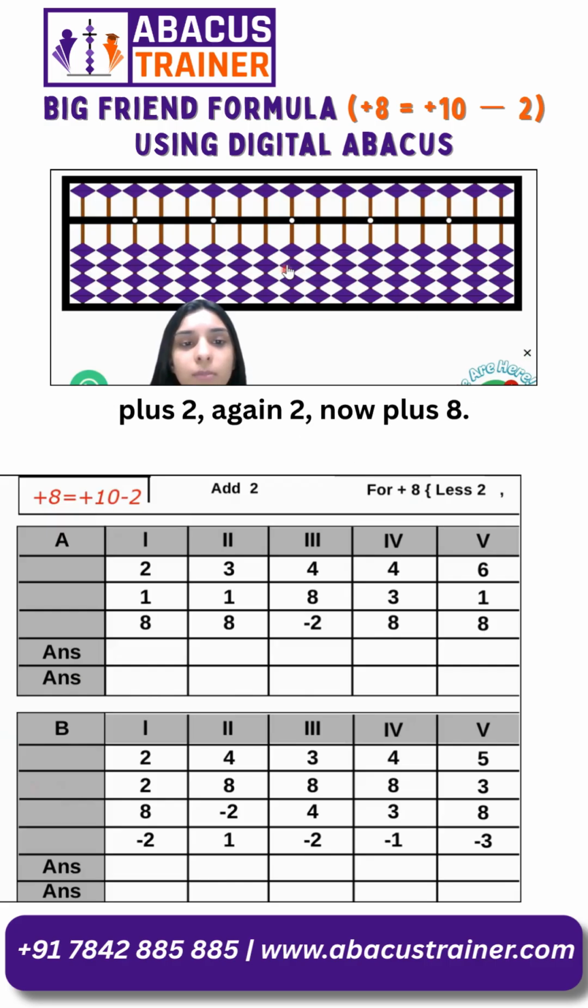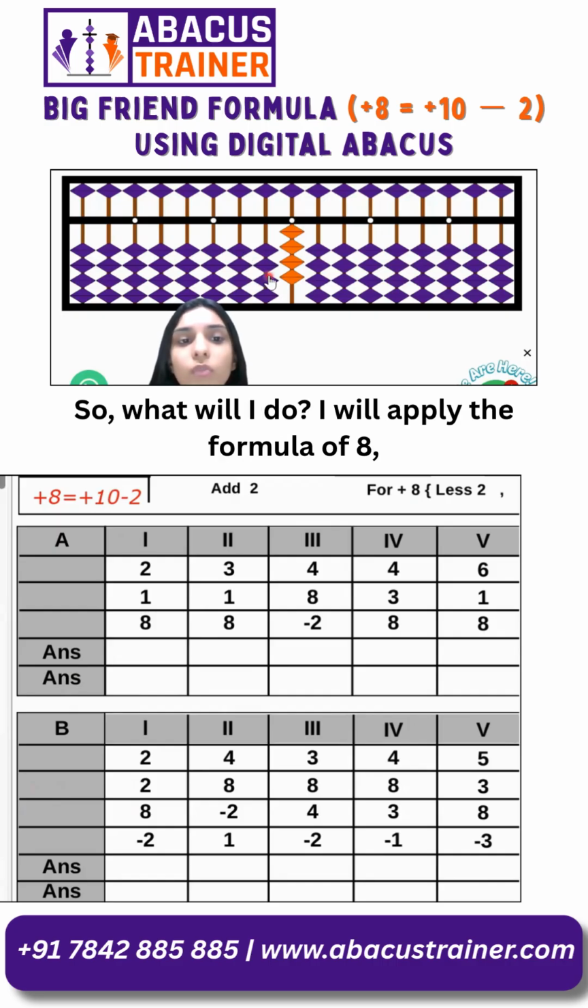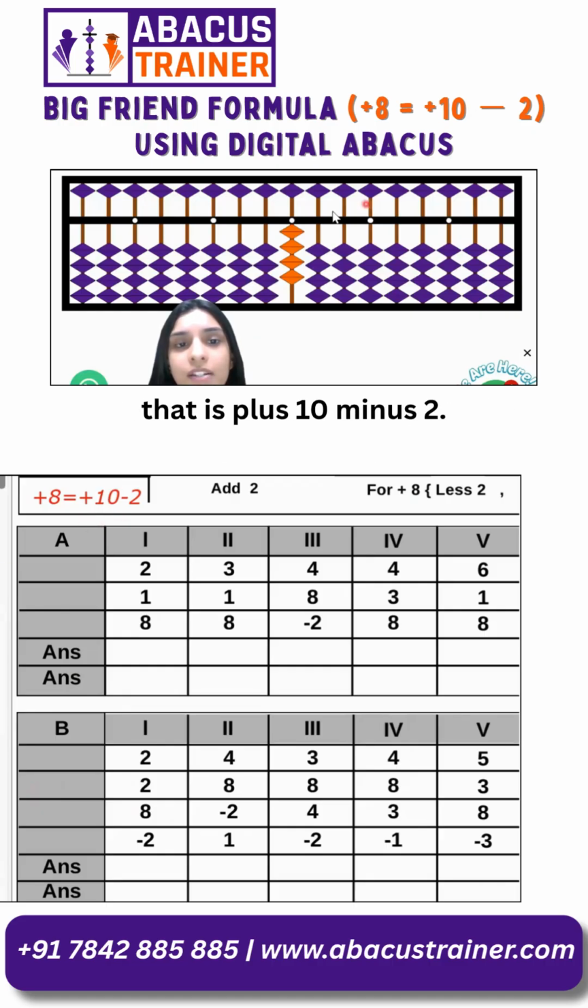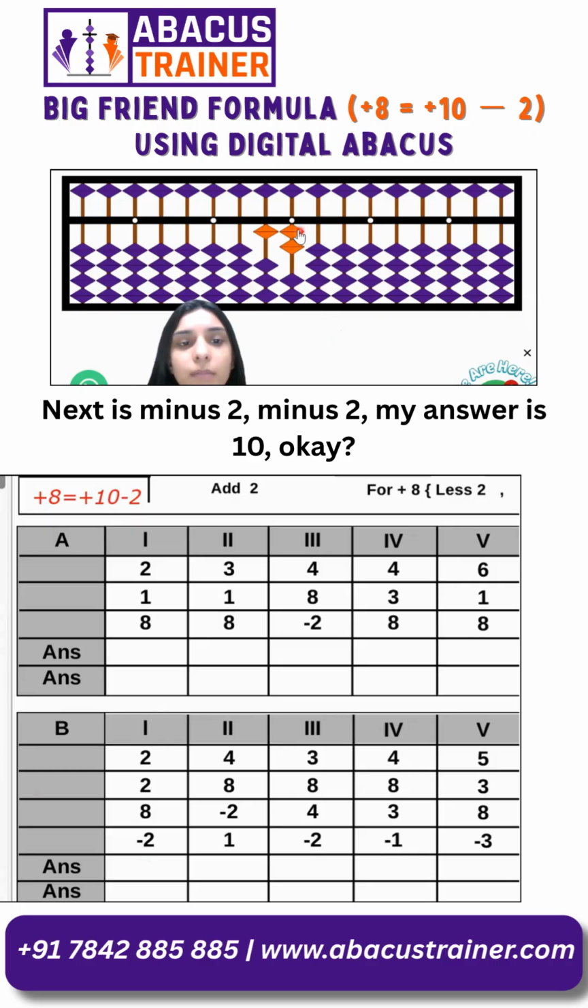First question, plus 2, again 2, now plus 8. Do I have enough beats to do plus 8? No. So what will I do? I will apply the formula of 8, that is plus 10 minus 2. Plus 10 minus 2. That's it. Now move on with the question. Next is minus 2. Minus 2. My answer is 10.